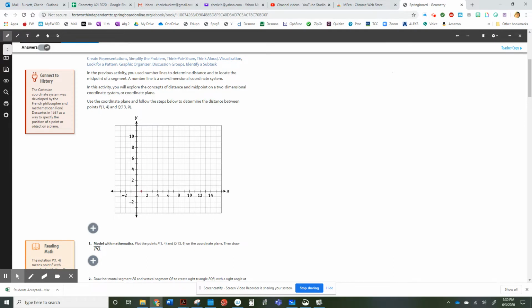P is located at the coordinate 1, 4. So it looks like P is going to be right there. Call that point P. And Q is located at 13, 9. So we'll go up there and call that point Q.